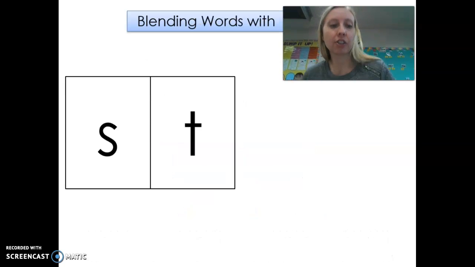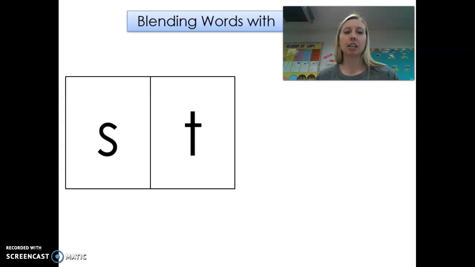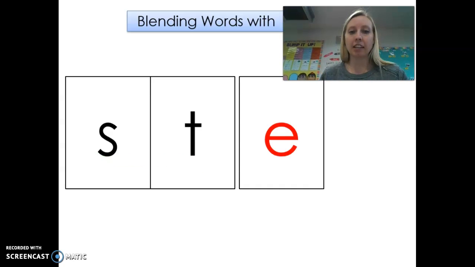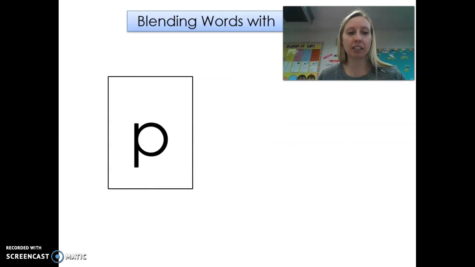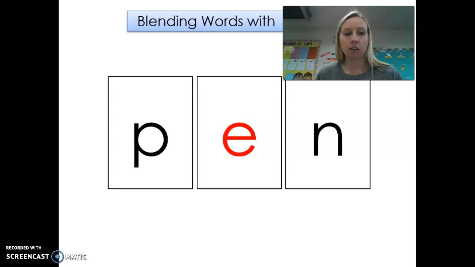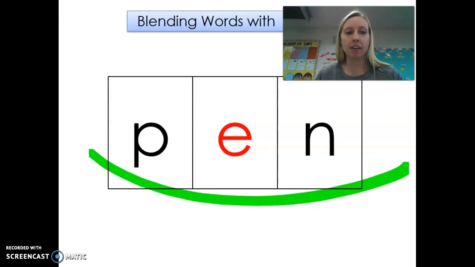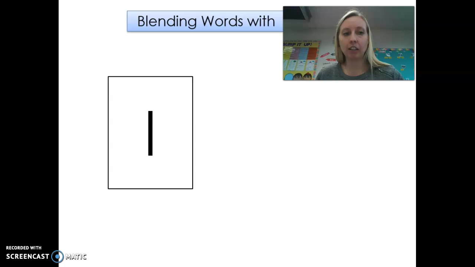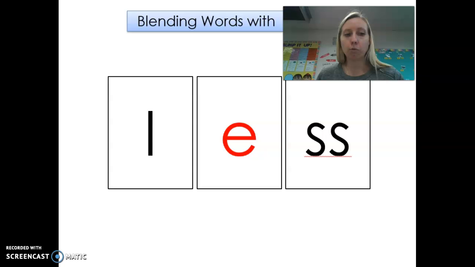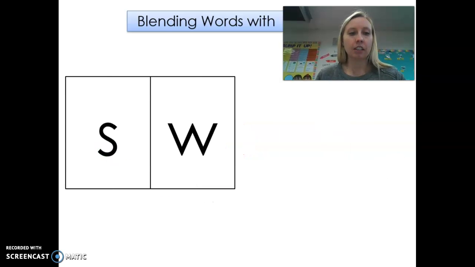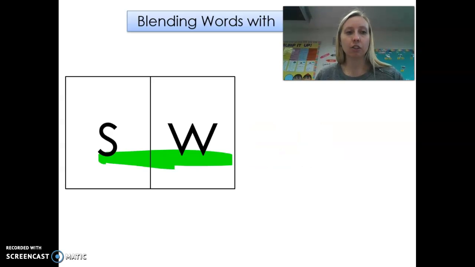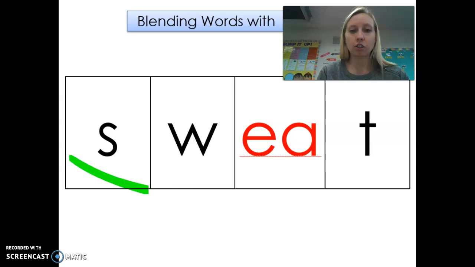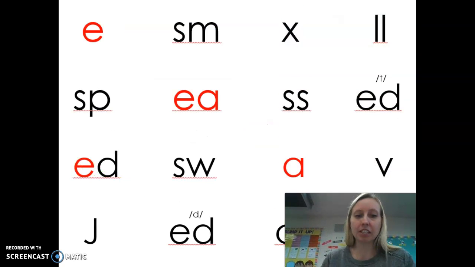Okay, friends, this is our 3rd day doing this, so I'll give you the blend, then you're going to keep reading. Blend. Word, step. Oh, this one doesn't have a blend. See if you can do it in your head. Word, pen. Do this one in your head as well if you can. If you can't, make the sounds out loud. Word, less. Okay, I'll help you. Sw. Remember, this is a. EA says a. So, sw. Word, sweat.